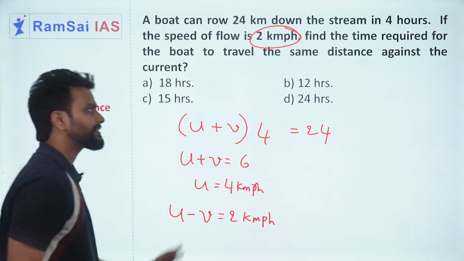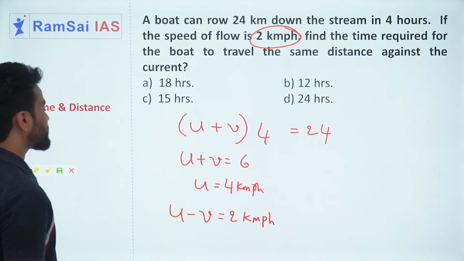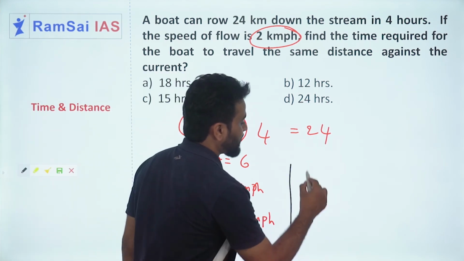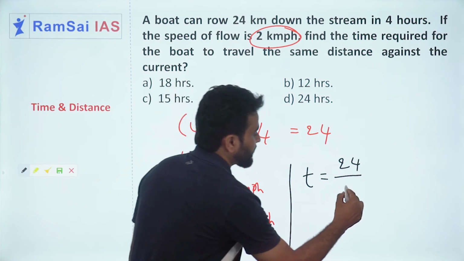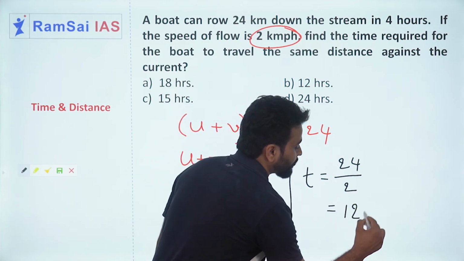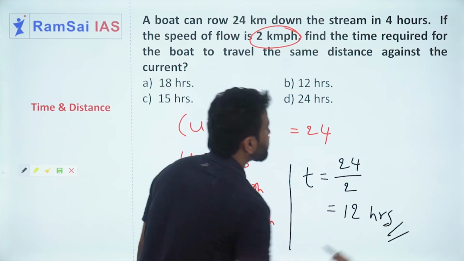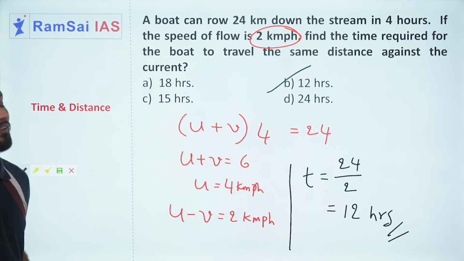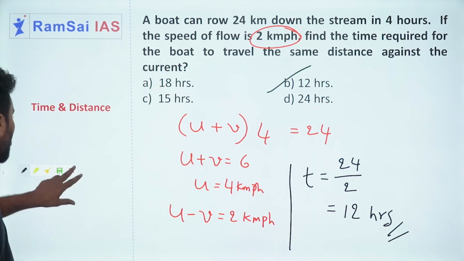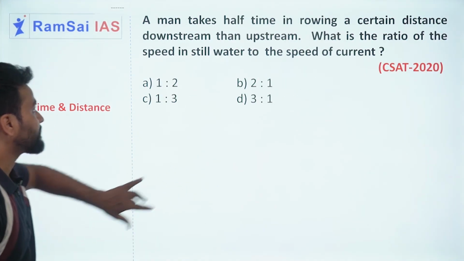Now to travel the same distance of 24 kilometers, how much time will it take? Time equal to distance by speed, 2 kilometers per hour. It will take a total of 12 hours. Can you find 12 hours in the options? Yes, option B, 12 hours is the answer. And the final question in this video.